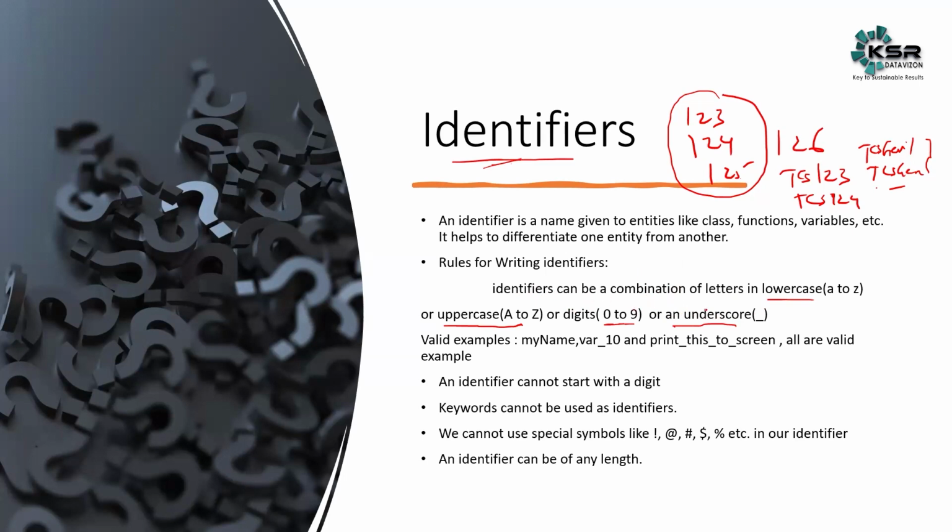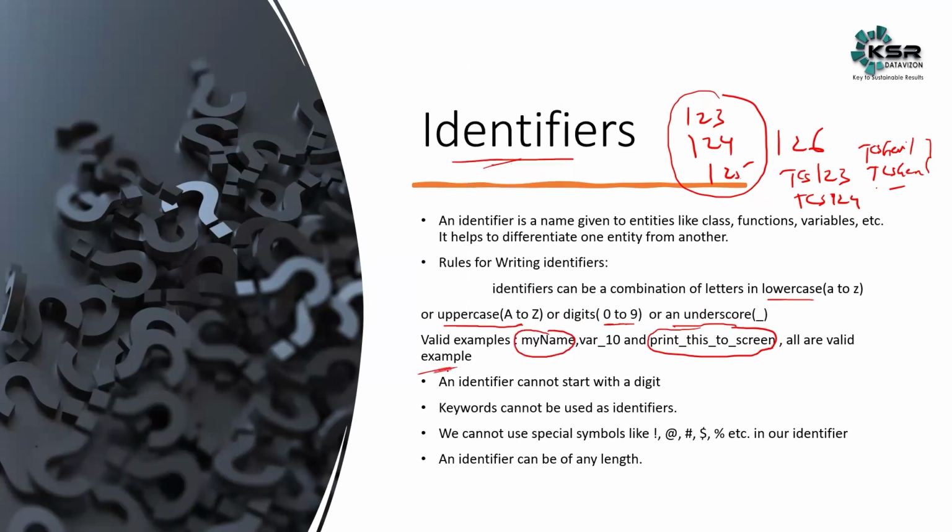Let me tell you again. Identifiers can be a combination of lowercase, small a to z, or uppercase, capital A to Z, or digits 0 to 9, or an underscore. We use the symbol of underscore. So my name, is it satisfying the above rules? My name. Where 10, is it satisfying? Yes. Print underscore this underscore two underscore screen, is it satisfying the criteria? Yes. These are valid examples.